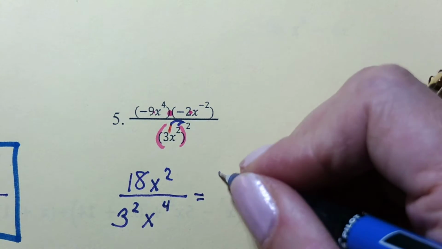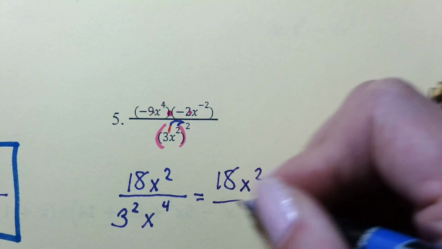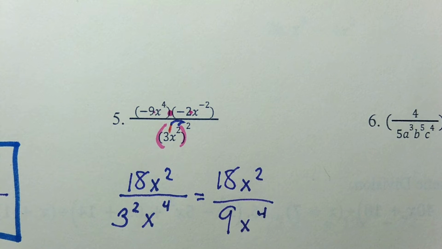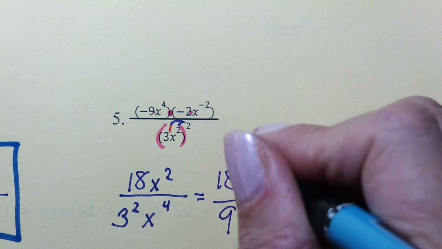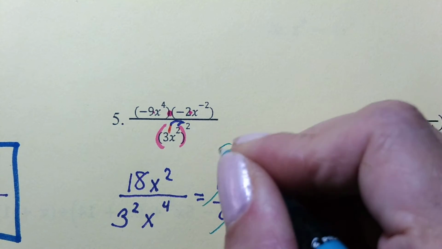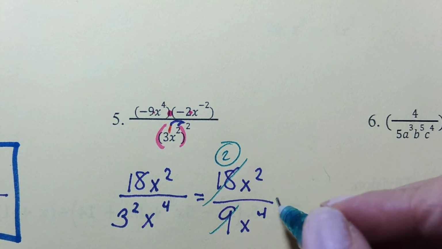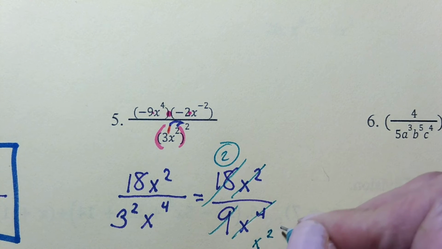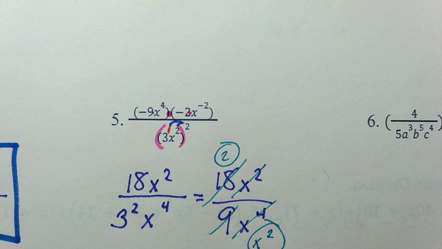From here, 3 squared is 9. So 18x squared over 9x to the 4th. 18 divided by 9. We take a 9 out of both of those. We are left with 2 on the top. For these, we take an x squared out of both of those. And we're left with x squared on the bottom.